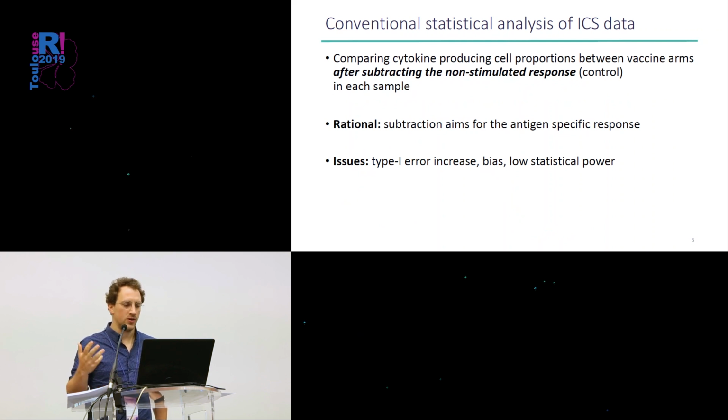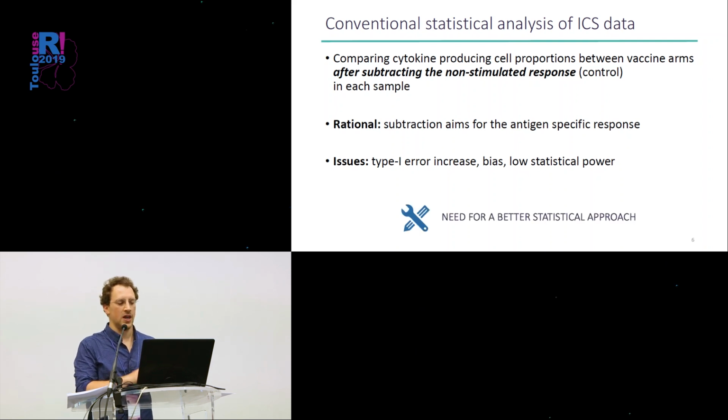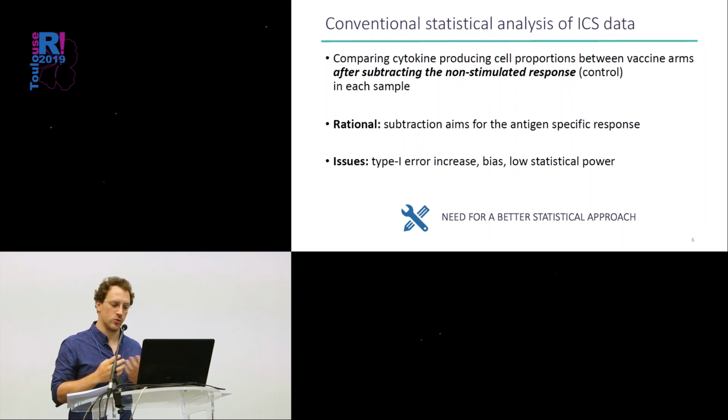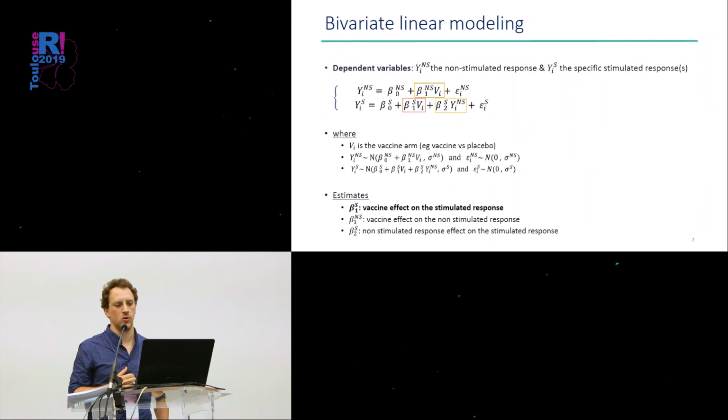What people, and when I say people, I mean immunologists, are doing is they subtract the response from the non-stimulated sample from the antigen-stimulated samples. The idea behind that is to focus directly on the antigen-specific response. But because you do this very simple subtraction, you get type 1 error increase, which you don't want, obviously, as well as bias, and also low statistical power in some situations. So there's a need for a better statistical approach.